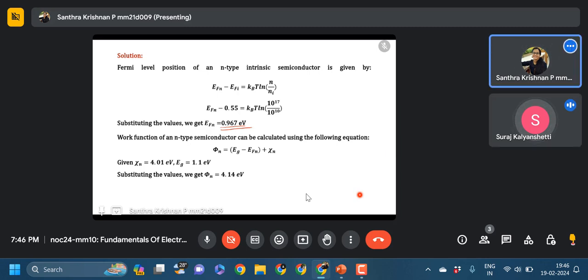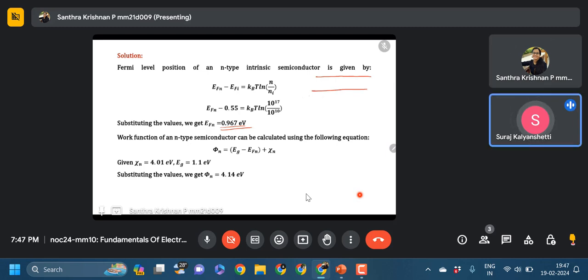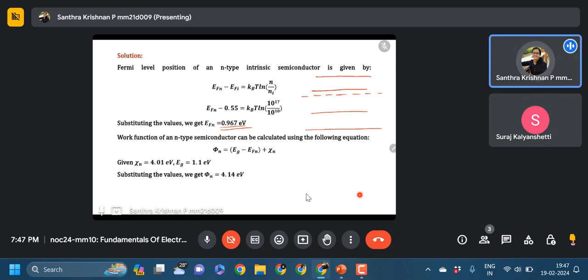Now if you add EFN plus XN, XN is already given to you in your solution. Just get that XN. It is 4.01. 4.01 plus 0.967 is your phi n, correct? Because this is 0, let us take the valence band edge as 0. If the thing that you want is phi n, okay, this is phi n.